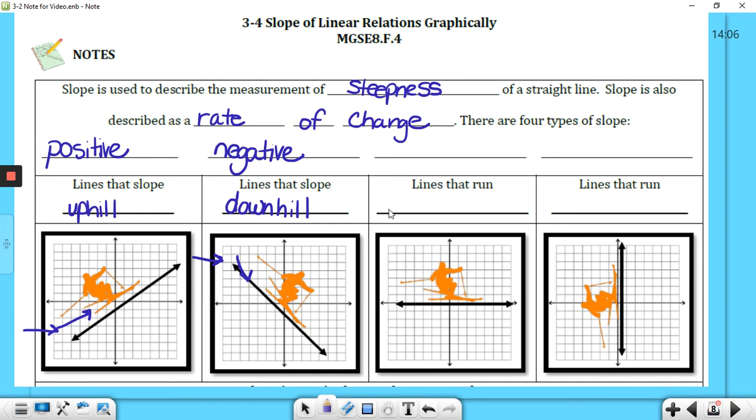Obviously, this skier isn't going to go anywhere because this is a zero slope. Lines that run horizontal have zero slope. And then we have, obviously, this skier here will fall down and become undefined. It's just a funny way of looking at it. Anyways, a vertical line is considered to have an undefined slope. We'll talk about why that is mathematically later.